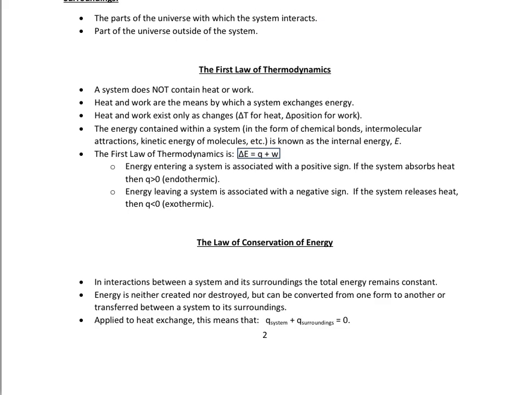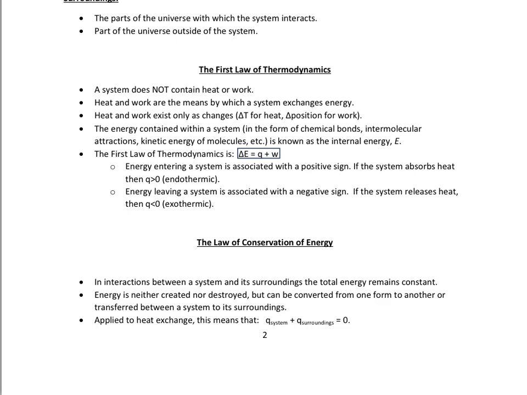The first law of thermodynamics states that a system does not possess or contain heat or work. Heat and work are the means by which a system exchanges energy. Heat and work exist only as changes, and it's represented by a delta T for heat, and delta meaning a change in, or delta position for work.